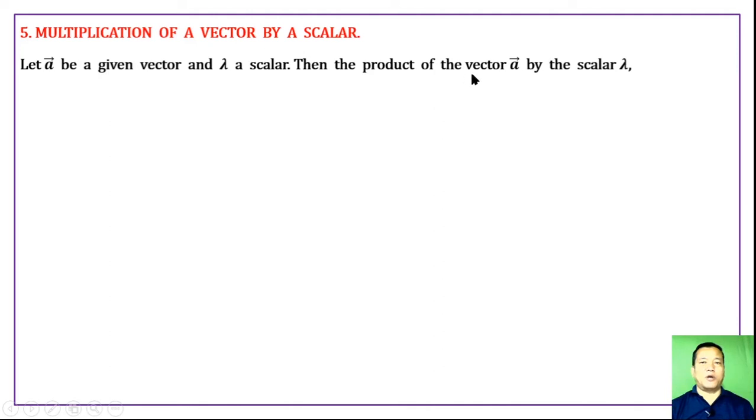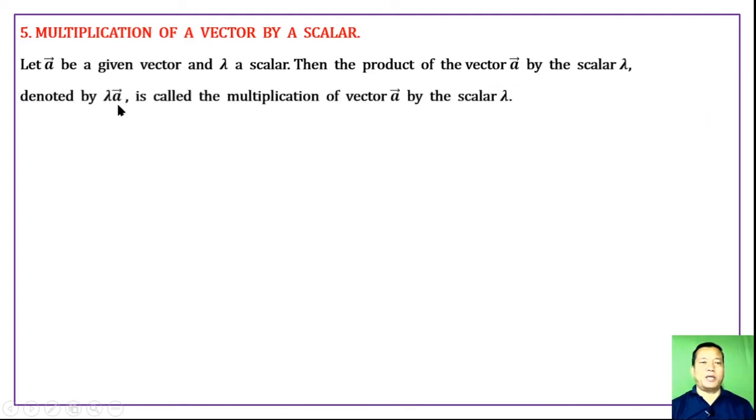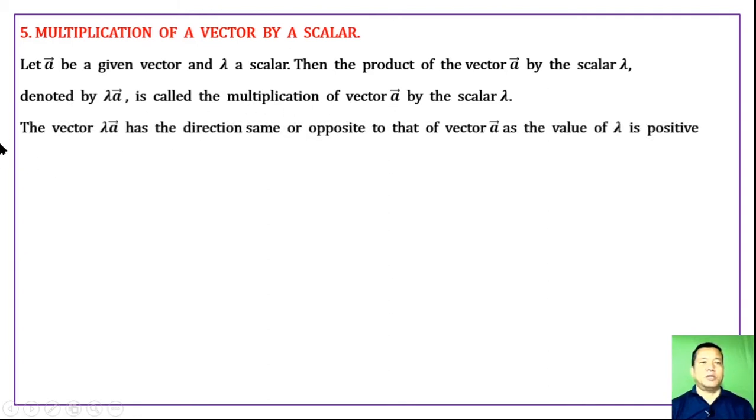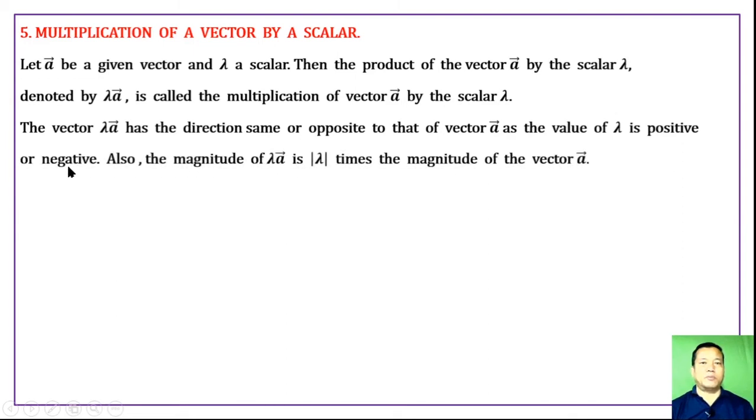Then the product of the vector A by the scalar lambda, denoted by lambda A, is called the multiplication of vector A by the scalar lambda. The vector lambda A has the direction same or opposite to that of vector A as the value of lambda is positive or negative. Also, the magnitude of lambda A vector is lambda times the magnitude of the vector A.